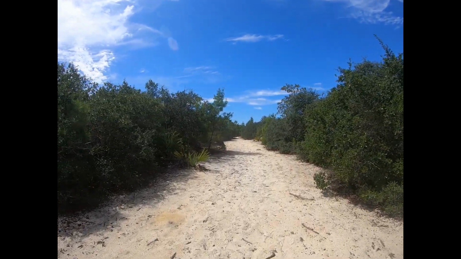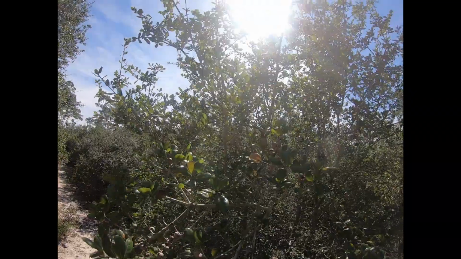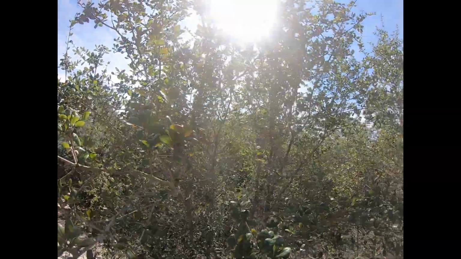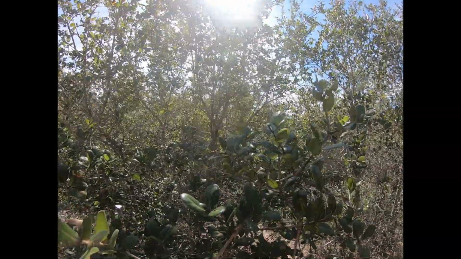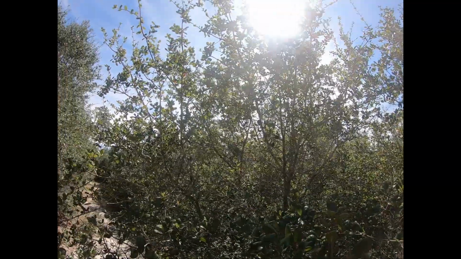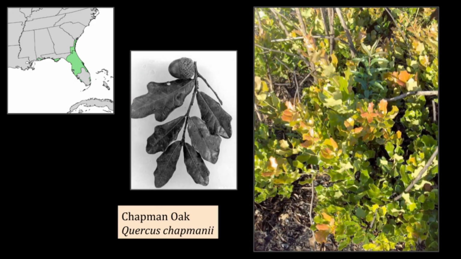Let's talk about some of the shrubs that we're seeing here today that are characteristic of Florida scrub communities. A few species that we're seeing in high abundance here are myrtle oak and Chapman's oak. In the case of both of these species, they don't grow very tall, but rather they grow very large in terms of their width, and they can often form thickets in scrubs.